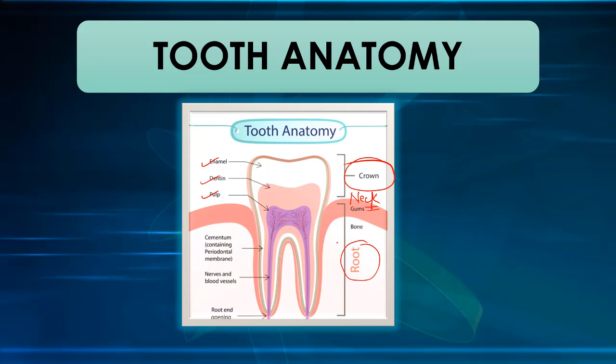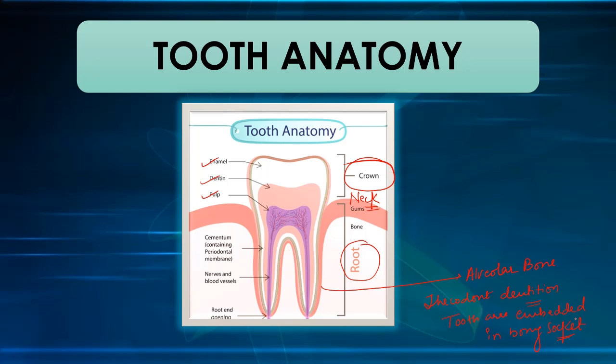Very importantly, the roots of the teeth are embedded in a bony socket. This bony socket is known as what? Alveolar bone. And that is why the dentition is thecodont type. Thecodont dentition, because our teeth are basically embedded in a bony socket.